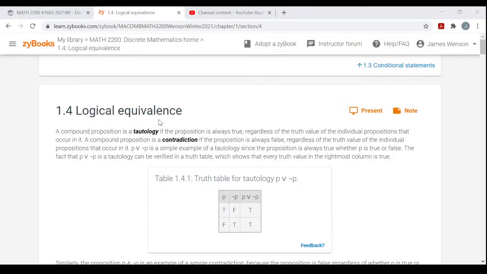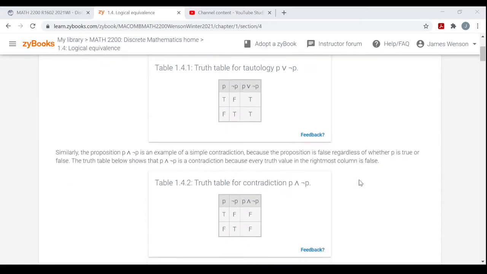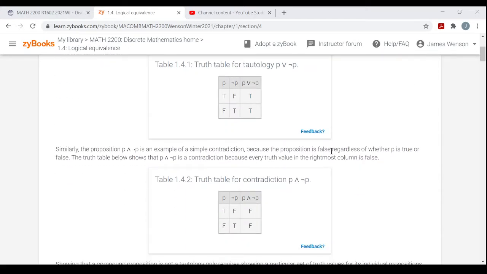So I'm just in section 1.4 here in your ZyBooks. It starts off with a couple of definitions. A compound proposition is a tautology if the proposition is always true, regardless of the truth value of the individual propositions that occur in it. So a tautology is a statement that is always true, and a contradiction, the next bold word, is a statement that's always false.